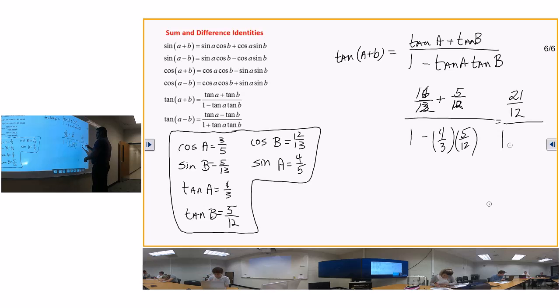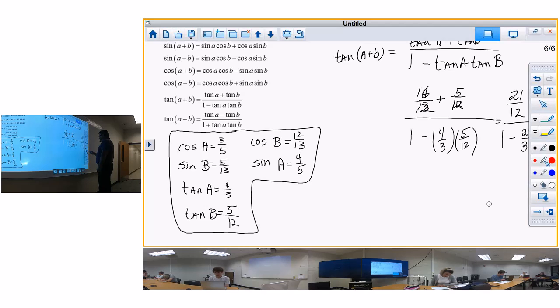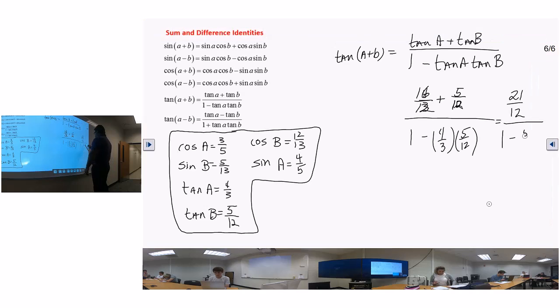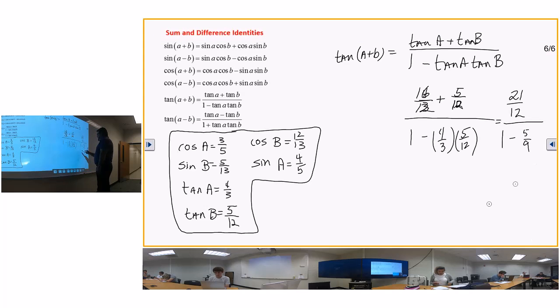I'm just going to rewrite 1 minus 20 over 36. I know you can reduce it, and that's going to be 10 over 18, which is 5 over 9. Y'all check me. 5/9? Yes or no? Yeah, it's 5/9. Thank you, one person. And that's going to be 9/9 minus 5/9 is 4/9.